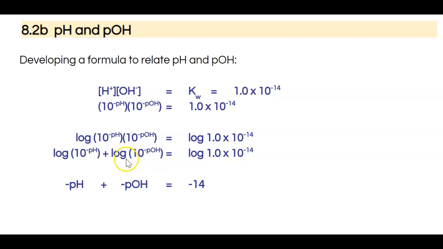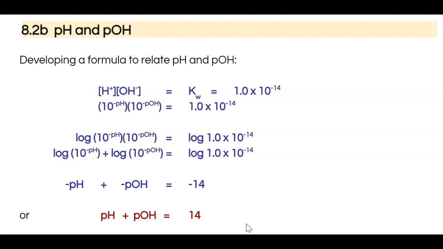Okay, log with a base 10, taking the log of 10 to that, I'm going to get whatever's in my exponent. And so what I get on the left-hand side as a result is negative pH plus negative pOH, which is going to give me negative 14, because of course I've applied that same principle over here on the right-hand side. So let's get rid of all those negatives. Multiplying my left and right-hand side of this equation by negative 1 leaves me with this beautiful, simple formula: pH plus pOH equals 14.